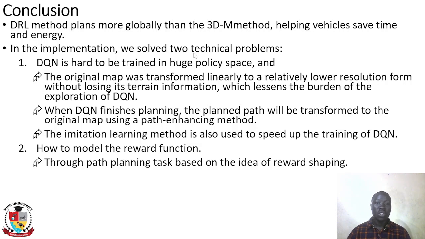And so in the implementation, we solve two technical problems. The first problem is that the DQN is hard to train in a huge policy space. So the original map was transformed linearly to a relatively lower resolution form without losing its terrain information, which also lessens the burden of exploration of the DQN. And then when the DQN finishes planning, the planned path is transformed into the original map using a path enhancement method. And then the imitation learning method is also used. So that is the first problem. The second is how to model the reward function. Through the path planning task based on the idea of a reward function, it will be solved. Those are the conclusions.